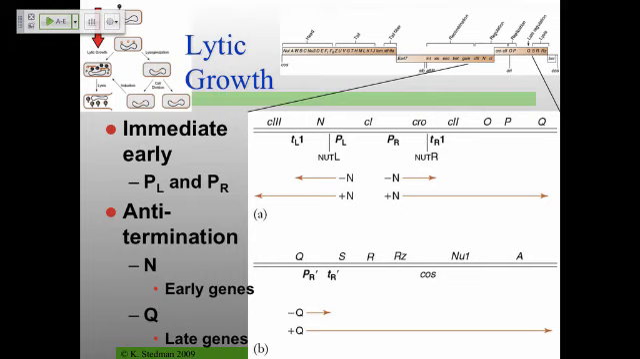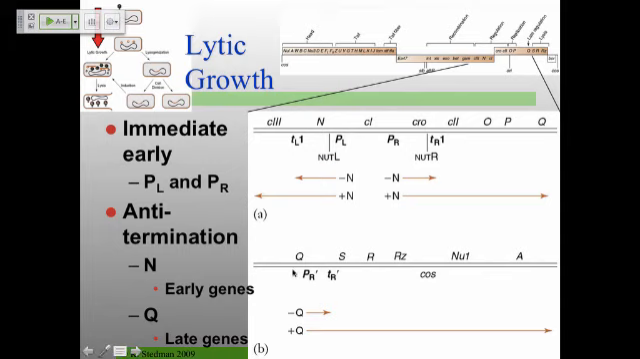On the other hand, once you make N, and that happens through this PL promoter, N serves as an anti-terminator that allows transcription of all of these other genes, and most importantly here are the O and P genes. These are the classic early genes that are important for replication. So DNA replication happens there. Then you make the Q protein. Q protein is another anti-terminator.